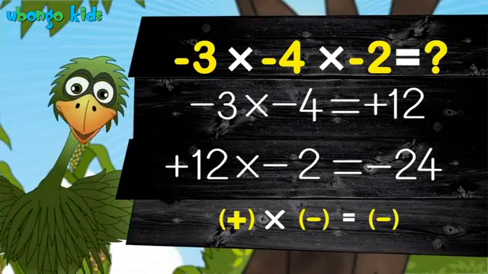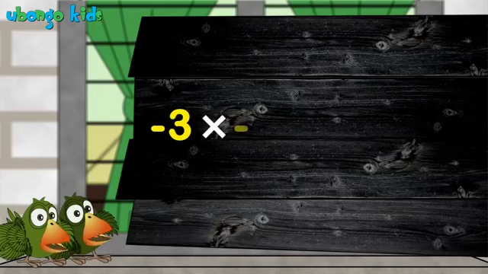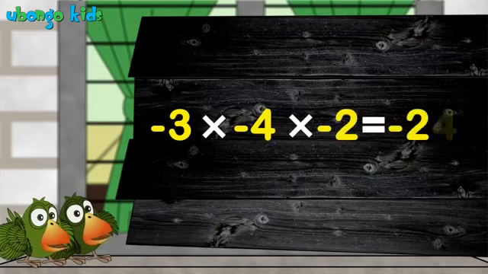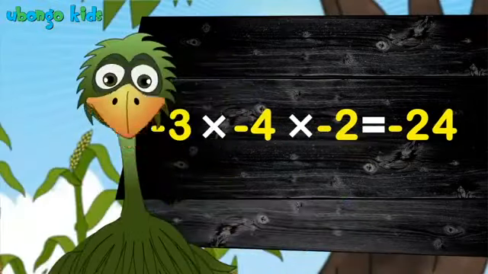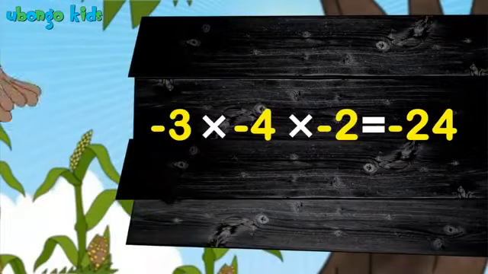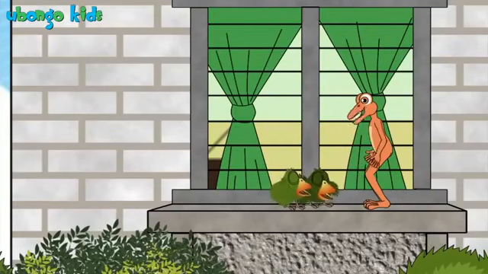So, all together, repeat for me. Negative 3 times negative 4 times negative 2 is negative 24. Wonderful! You make me happy. Well done. Come on. It's time for music.